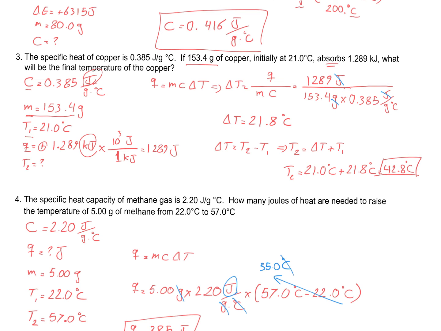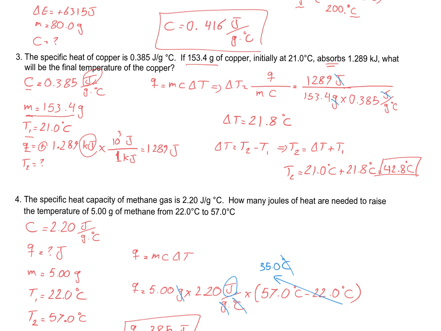So what we don't have is the final temperature, and that's what the question is asking for. So the final temperature is TF or T2. That's the thing that we are trying to find. So we use the Q = mcΔT and we solve it for delta T. So it's Q over mc.